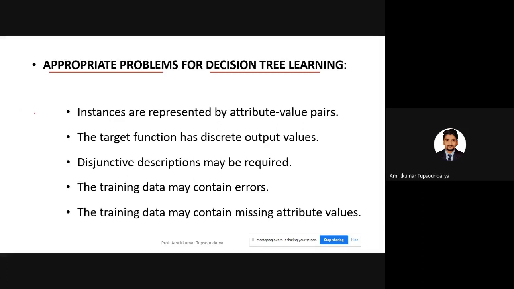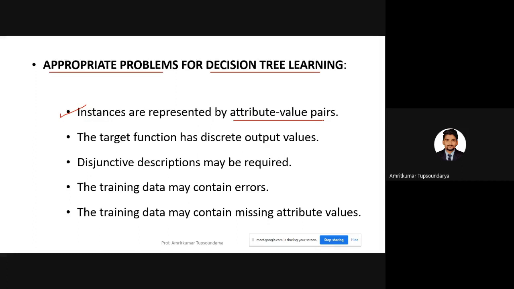Now, what are these characteristics? The first characteristic is that the instances are represented by attribute value pairs. What are these attribute value pairs? As I said, the instances are described by a fixed set of attributes.